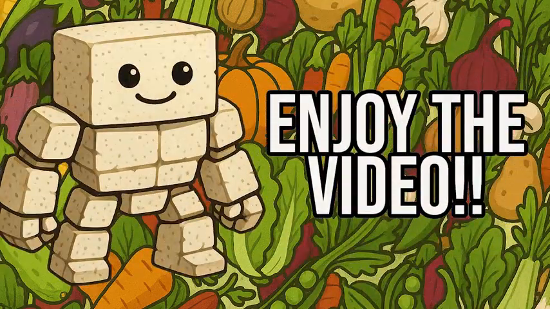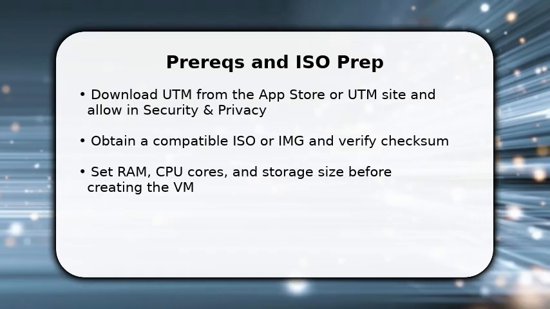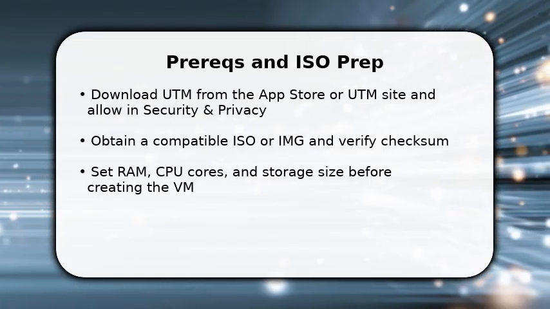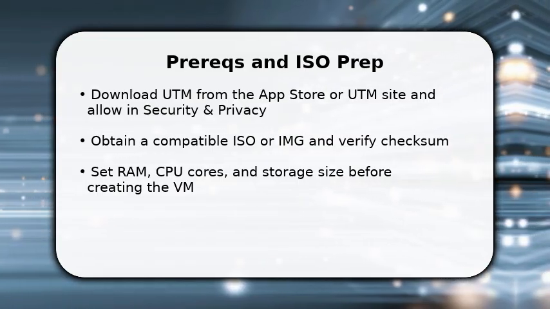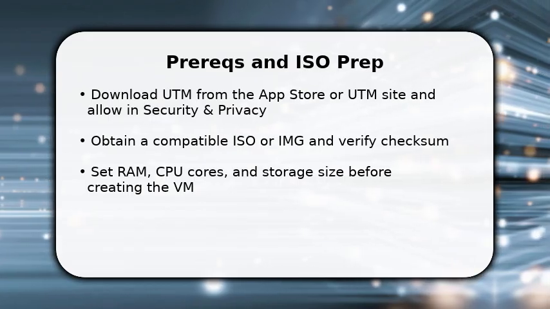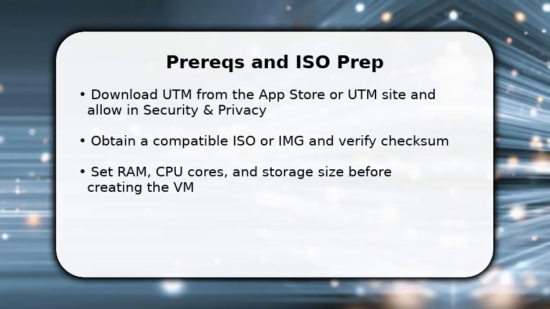Please enjoy the video. You start by confirming prerequisites: macOS version, available RAM, and an ISO. Once done, install UTM and open Security and Privacy to allow the app if blocked. Next, import or add the ISO image and verify its checksum to prevent errors.